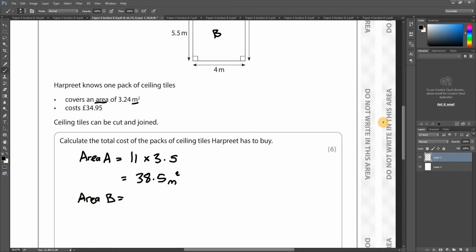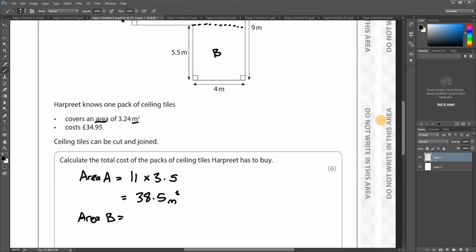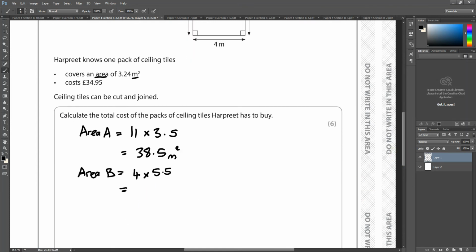Area B is, just move up a little bit, so it's definitely this times this, so it's going to be 4 times 5.5. Again, makes no difference which order you do those in. I could have done 5.5 times 4, makes no difference. I should get 22 as my answer for that one.